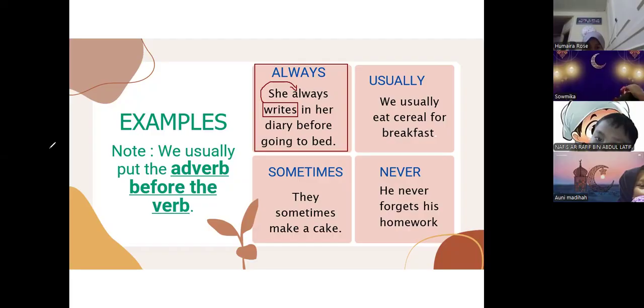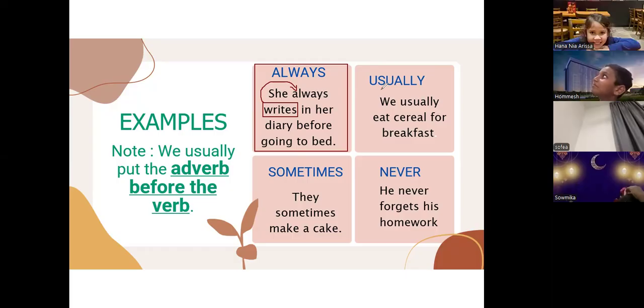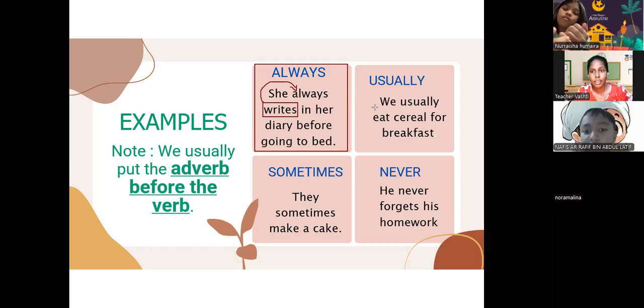How about the next one? Nafis, can you read for me? Usually eat cereal for breakfast. Okay. Which is the verb? Yang mana kata kerja, Nafis? Kata kerja tu maksud buat benda tu. Eat. So where do I put usually? Mana cikgu letak usually? Before. Sebelum eat. Okay?